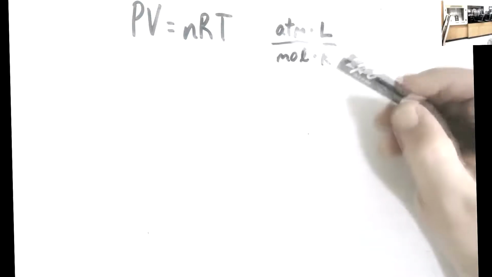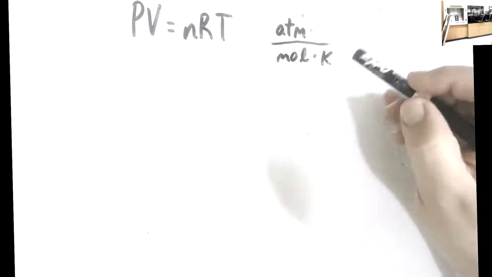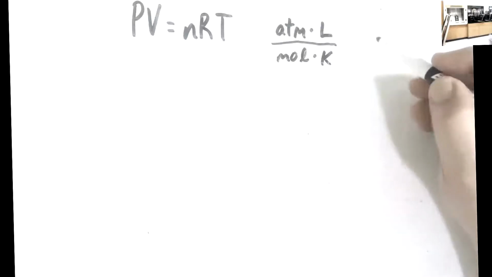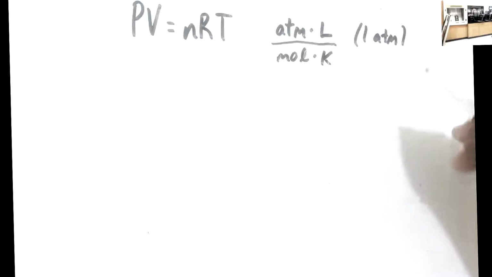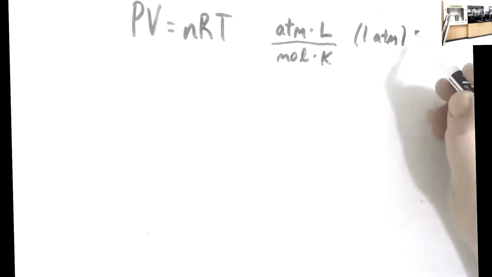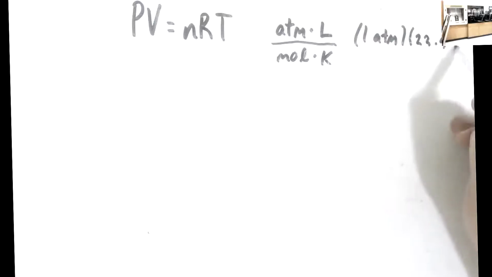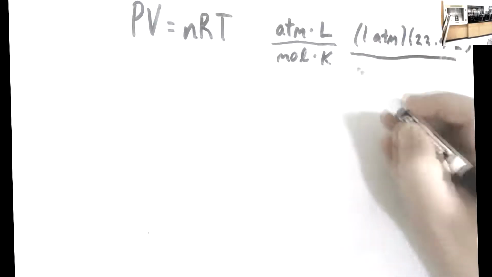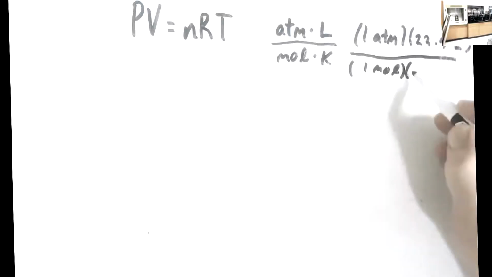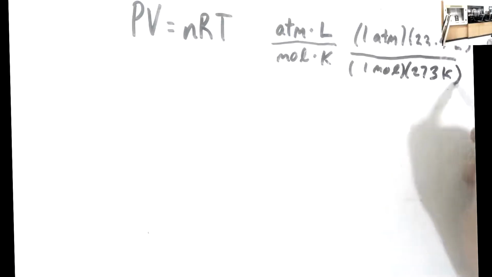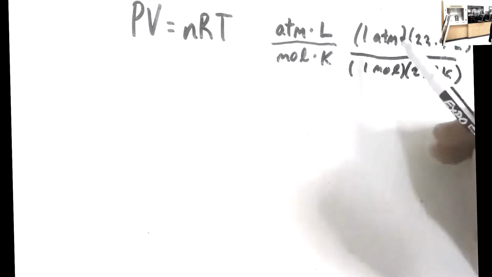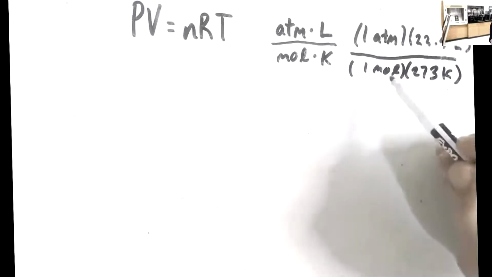That is, we will have a unit for pressure, and it's simply 1 atmosphere. And we're going to multiply that by the number of liters that we'll get at standard temperature and pressure at 1 atmosphere and 273 Kelvin, which is 22.4 liters. We'll divide that by 1 mole multiplied by 273 Kelvin.